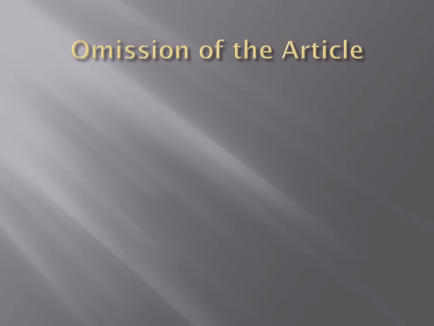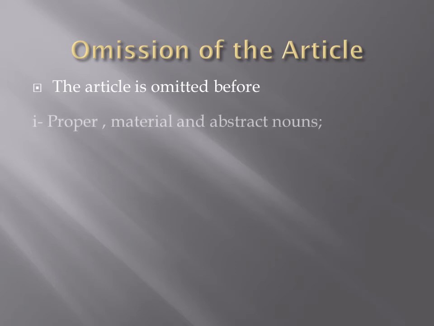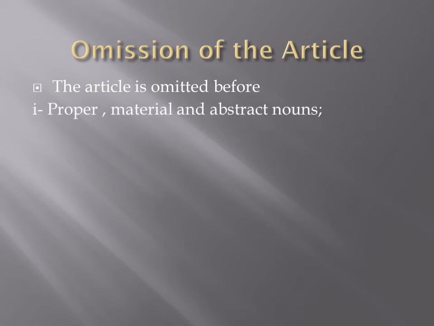Omission of the article. Sometimes we don't have to put any article before a noun. We will not use a, an and the. The article is omitted. That's why it's called omission of the article. The article is omitted before proper, material and abstract nouns. Like Ahmad is a proper noun. We will not use any article before Ahmad. Like gold, silver, they are materials, wood. We will not use any article. Abstract nouns like honesty, poverty. We will not use any article before them.